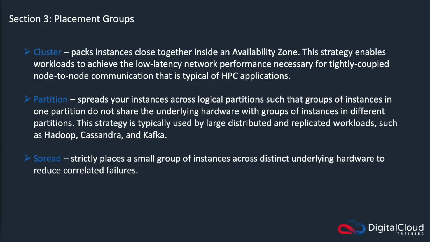Now there's three different types. We have cluster, partition, and spread. With the cluster placement group, your instances are placed very close together inside a single availability zone. This means that you get really low latency, and node-to-node communication is low latency and fast because they're close together. So think about tightly coupled applications and think about high performance computing, or HPC, applications.